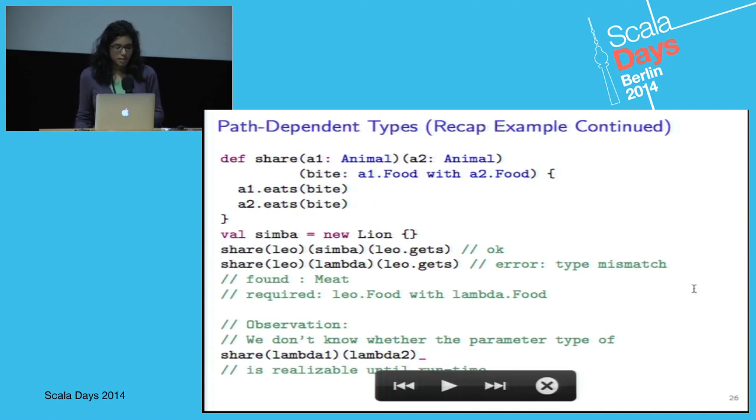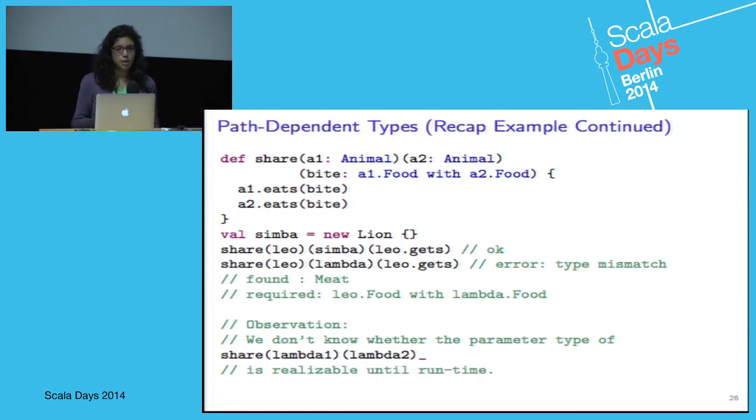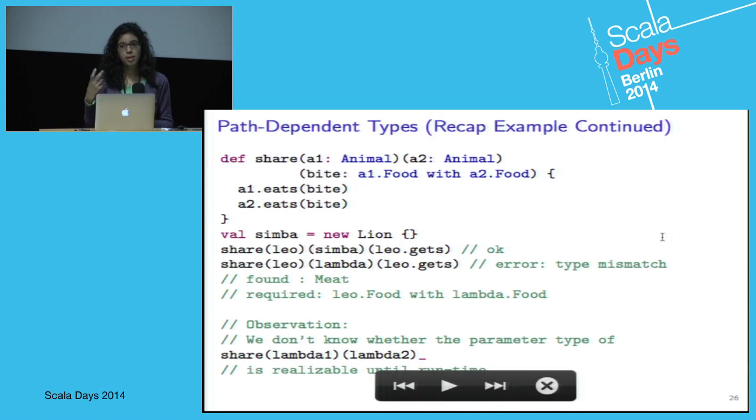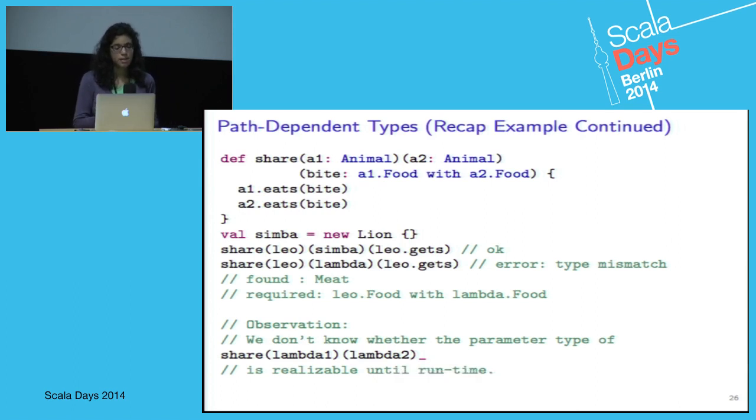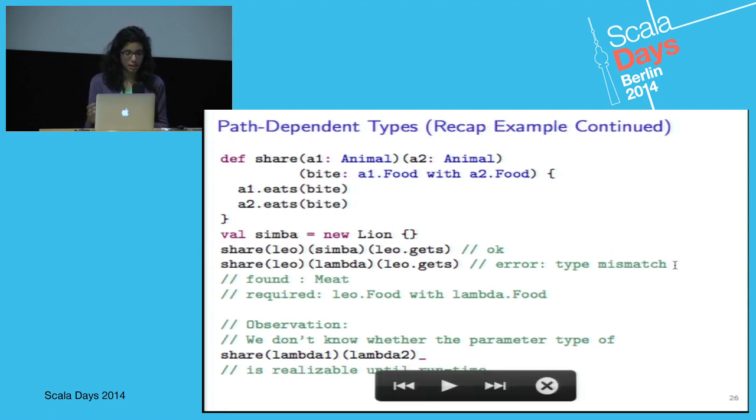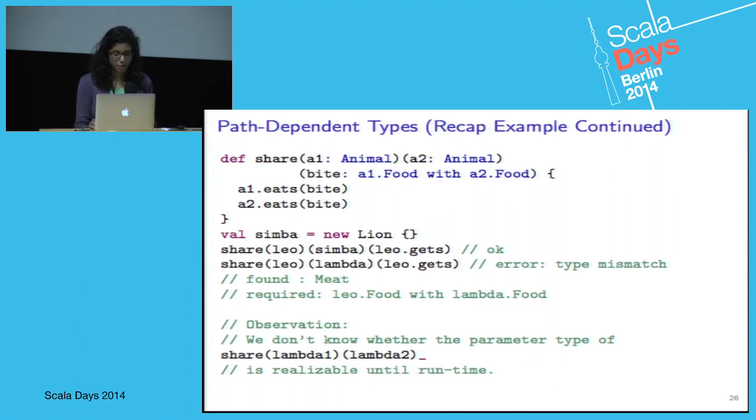But the one thing that's interesting to point out is that if you have two unknown animals, you don't even know whether the type of bite here makes sense until runtime. And by make sense, I mean, do all its type members have good bounds? So in the previous theory challenge, you saw that one challenge was, can we rule out bad bounds completely statically? And here the question is, well, in some cases we wouldn't even know statically whether a type has good bounds or not.